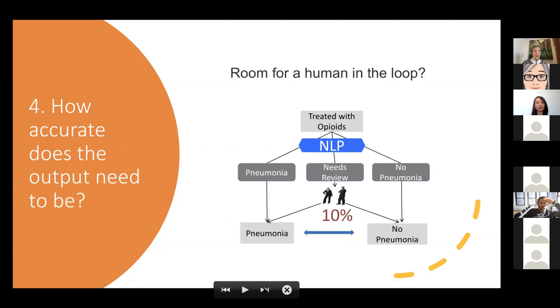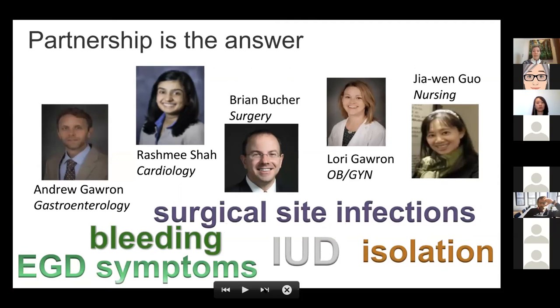And finally, how accurate does your output need to be? In a lot of these examples I showed, there's a human in the loop, and it's not a black box that's making a diagnosis. So think about that. Can you put a human in the loop in what you're trying to do? But it can be done.